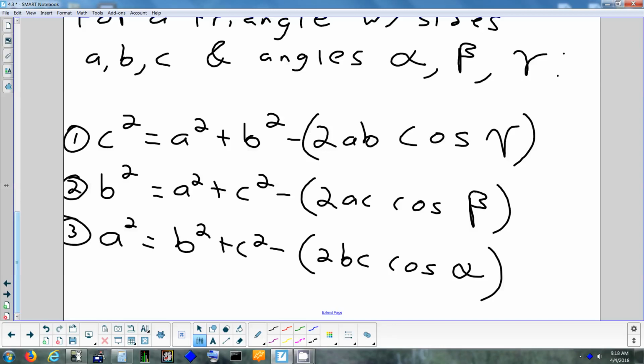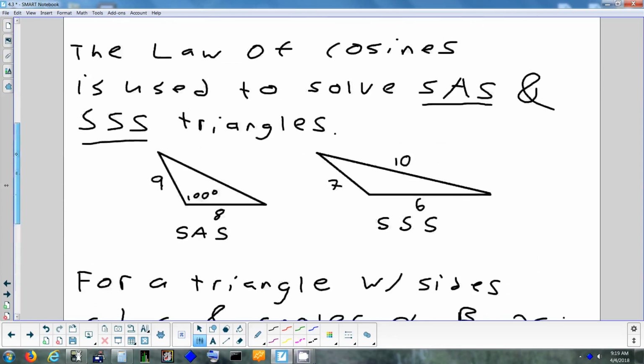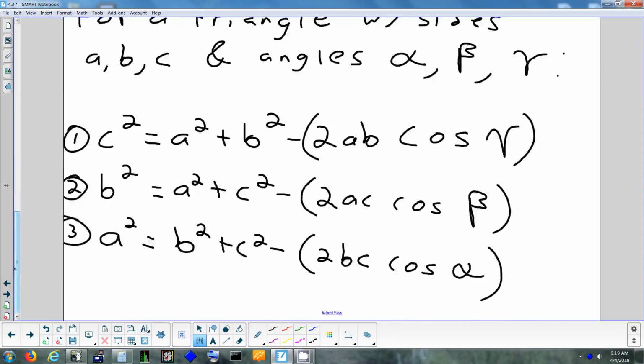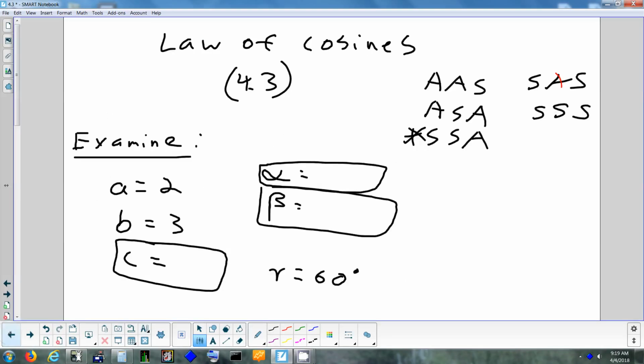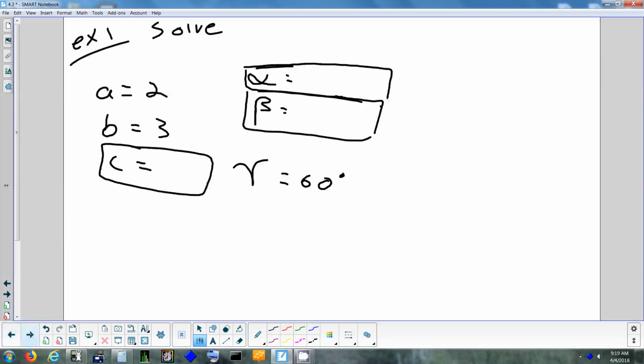All right, so let's look at some examples. That's all you really need to know. I'll do one side, side, side, one side angle side, and then probably one word problem. Okay, I think this is the same one I put up to start the notes. Yep, 2, 3, 60.